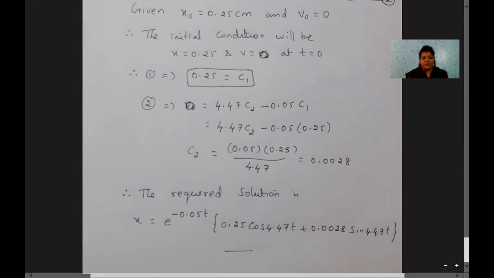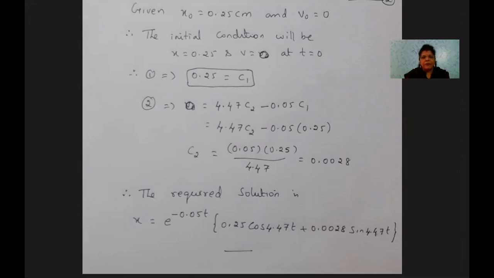We got the required solution as x equal to e power minus 0.05t of 0.25 cos 4.47t plus 0.0028 of sine 4.47t.